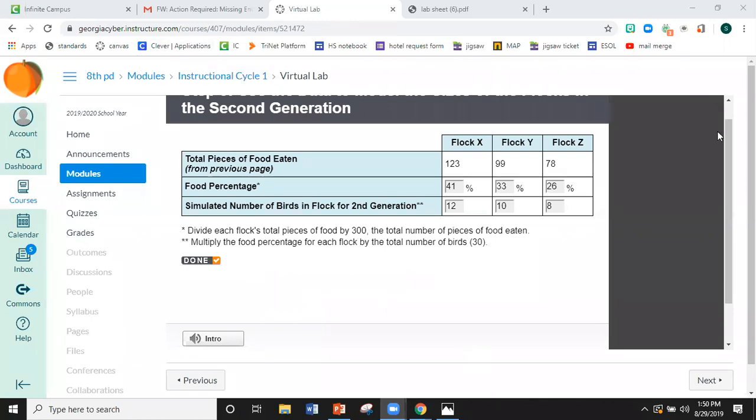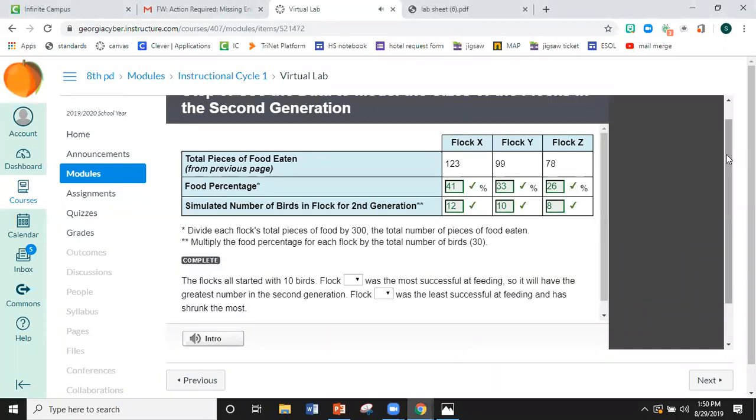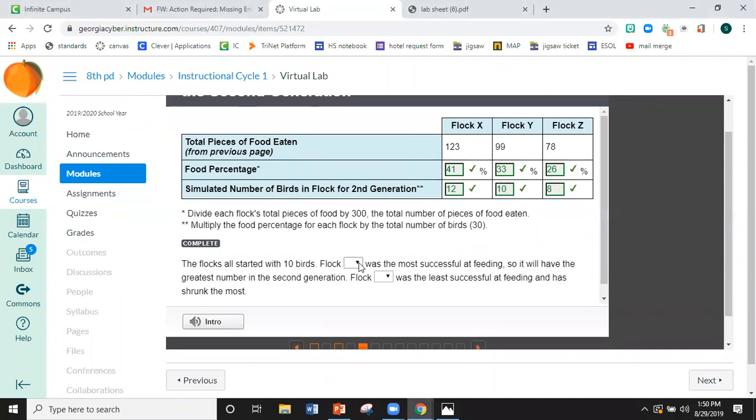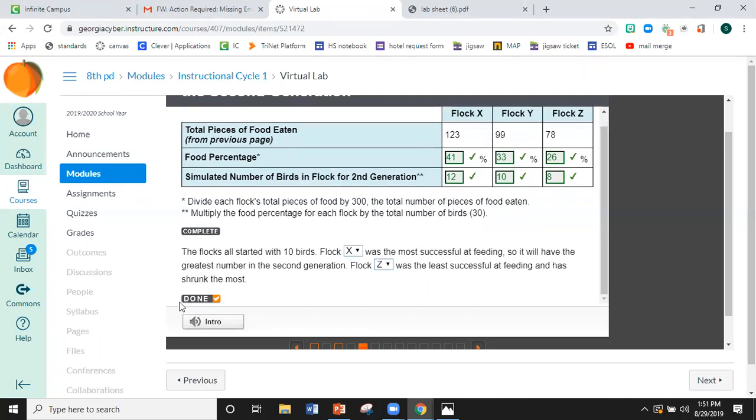Okay. The flocks all started with 10 birds. You guys just told me that flock X was the most successful at feeding, so it will have the greatest number in the second generation. Flock Z was the least successful at feeding and has shrunk the most. Is this what you predicted? Either way, be sure to record the results in your data table. Then click Next to watch the second generation feed.